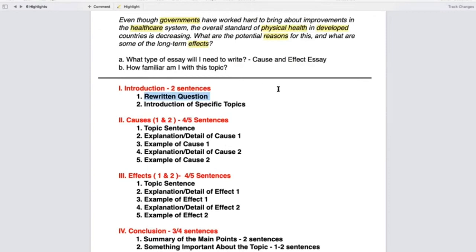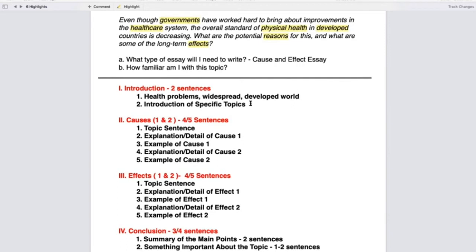And I would say health problems is a good way to talk about improvements in the healthcare system, and physical health is decreasing. Notice that problems isn't necessarily included in this question, but I'm going to add it as a synonym. It says here, the overall standard of physical health in developed countries is decreasing. I'm going to say that it's widespread in the developed world. So you see that world is not really used. You see developed countries. This is just another way to say the question in my own words.